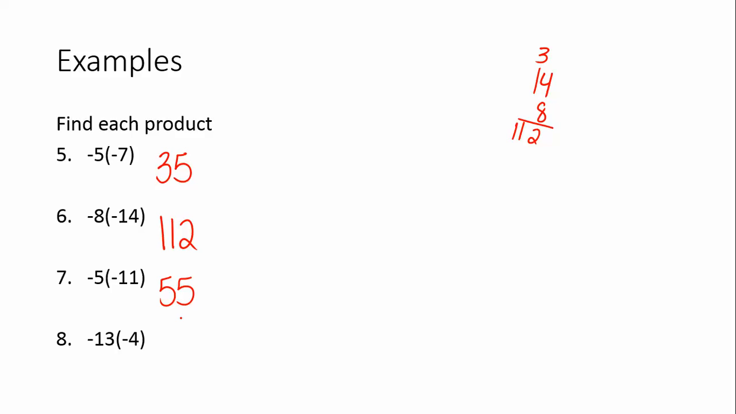And negative 13 times negative 4. Again, if you're not sure here, do some side work. 13 times 4, 12, and 4 plus 1 is 5. So we get a positive 52.